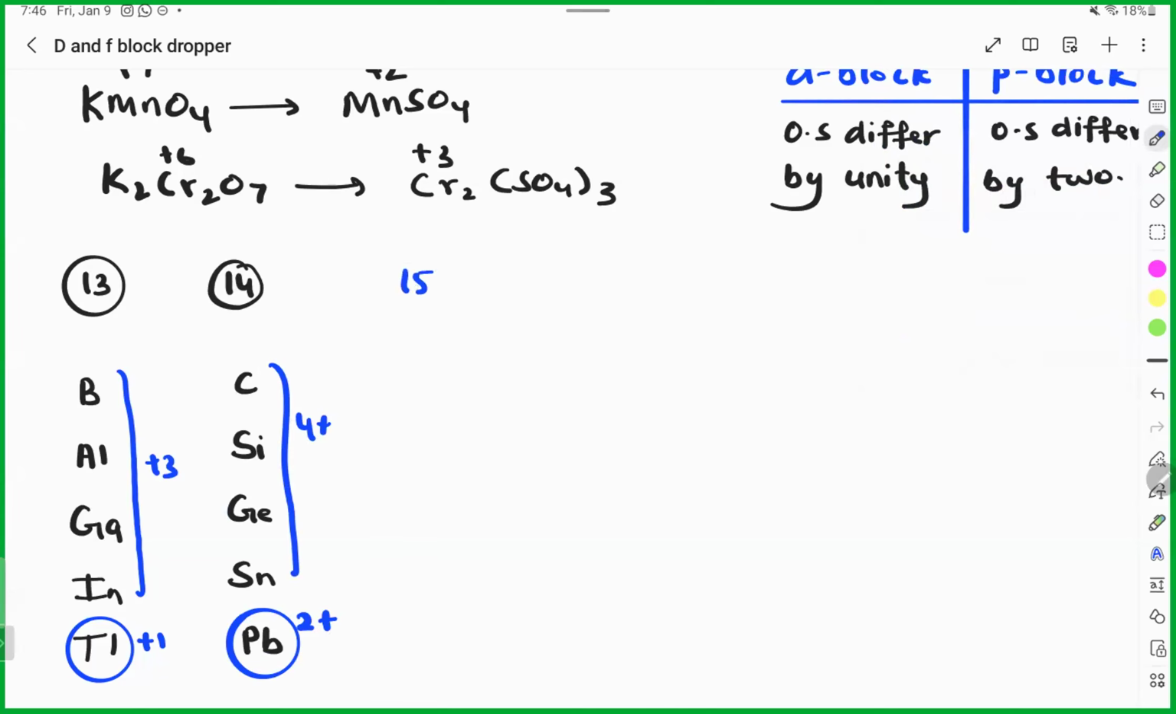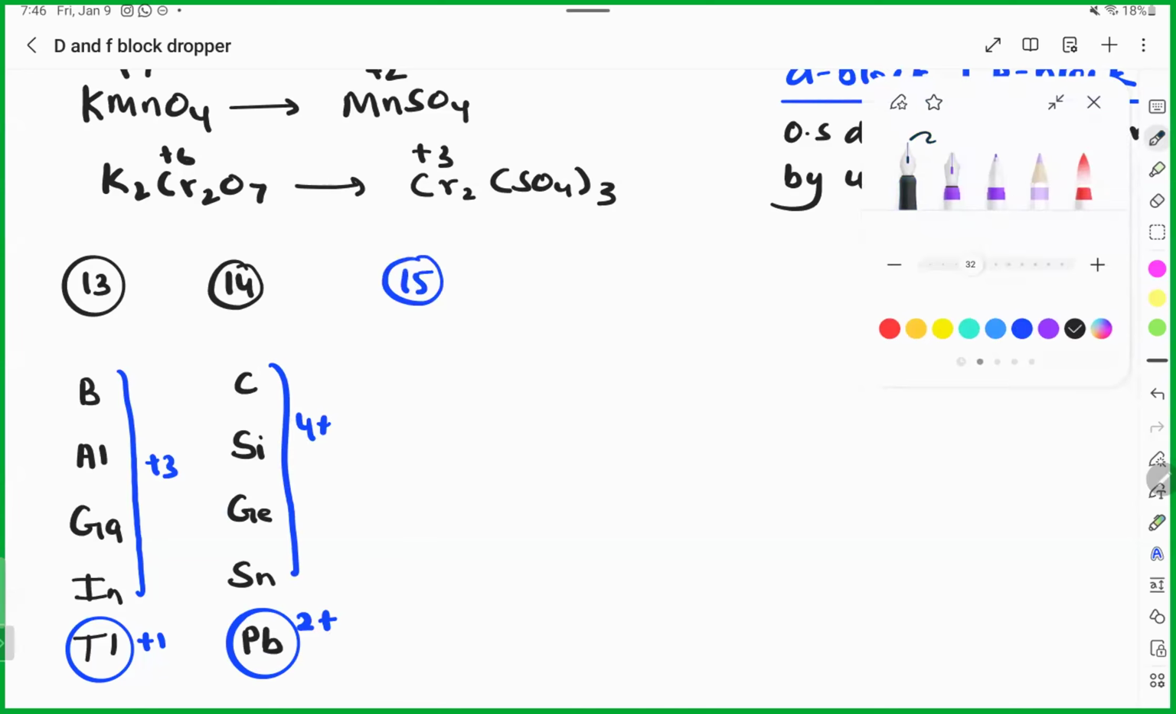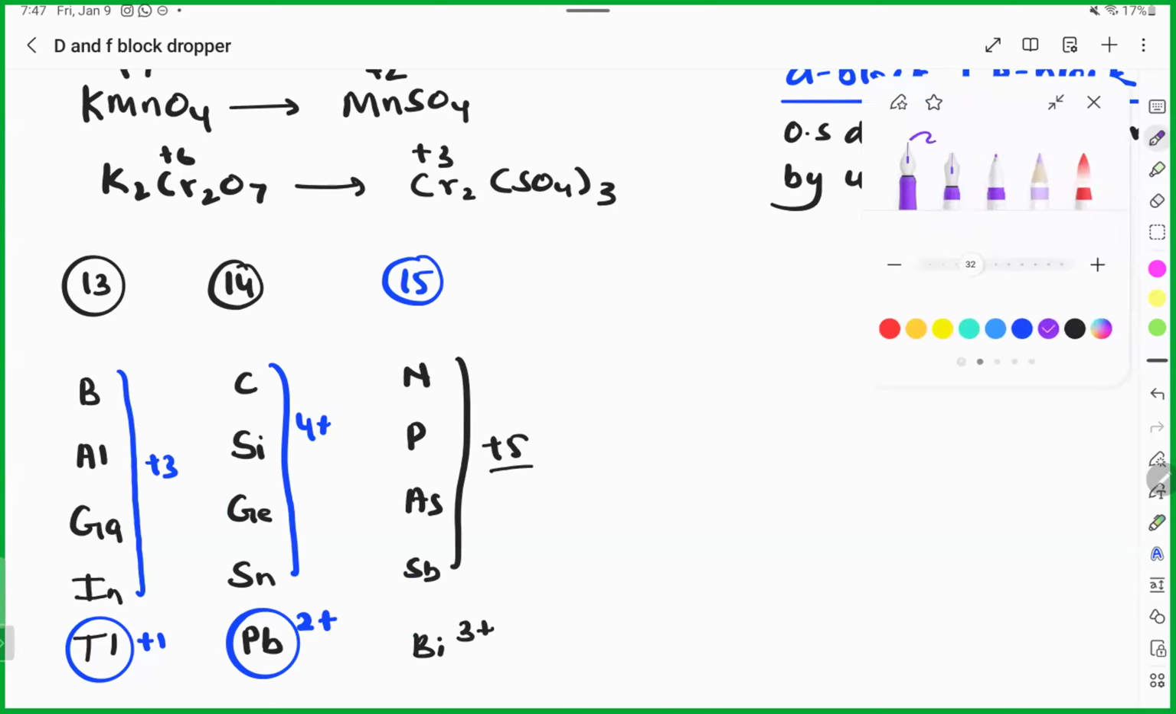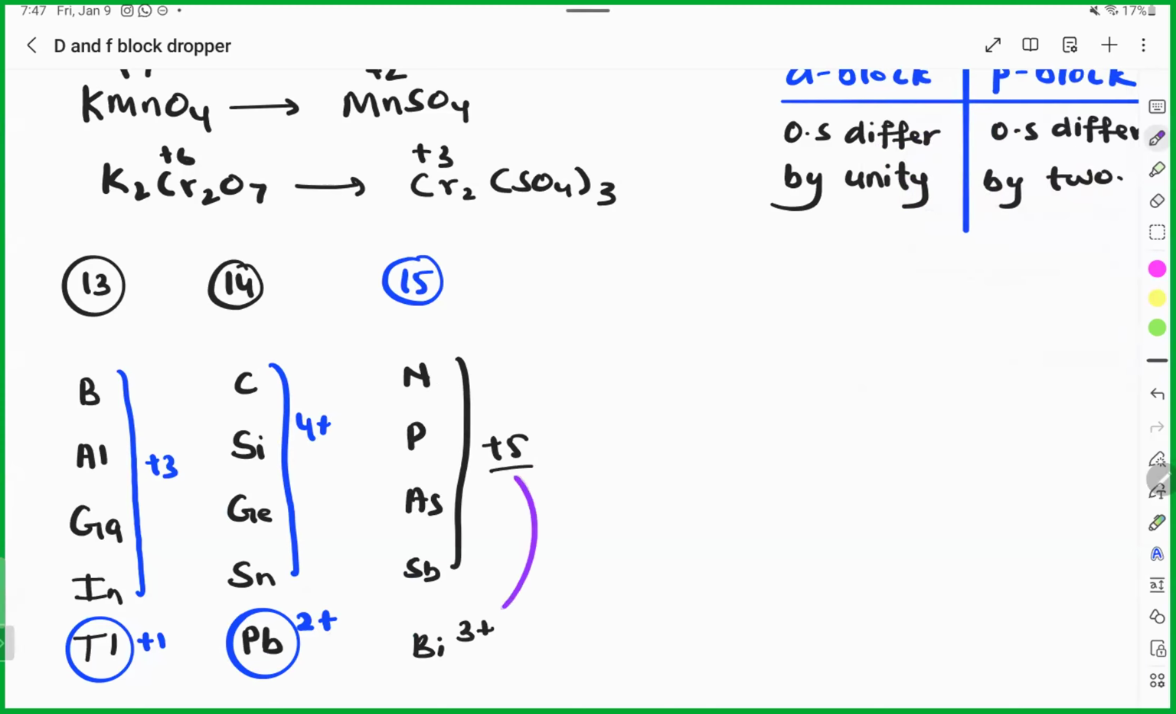So if you see the difference, you have a difference of 2. Example, group 15: here bismuth can show +3, but the higher elements can show +5 oxidation state. So what is the difference? A difference of 2. See, +5 to +3, +4 to +2, +3 to +1. So every time the difference is 2.